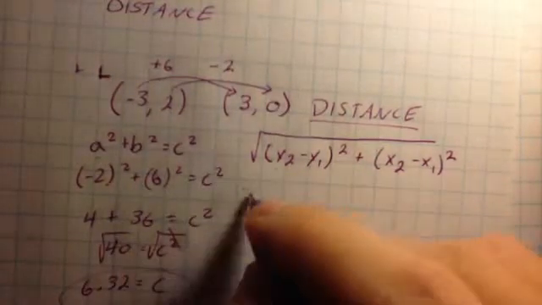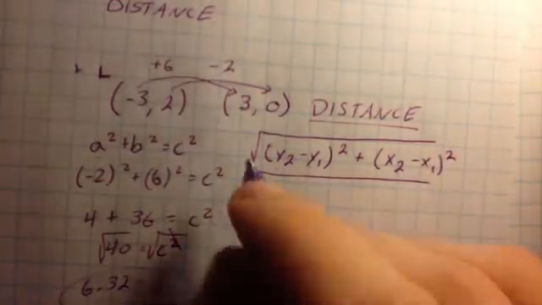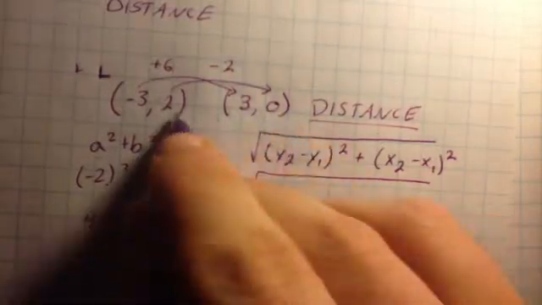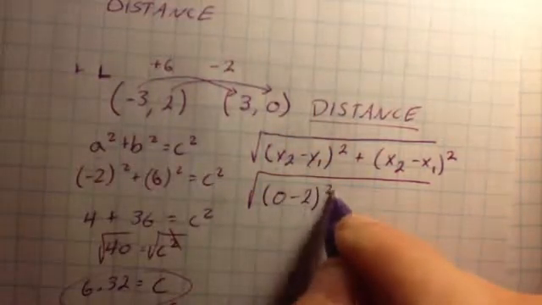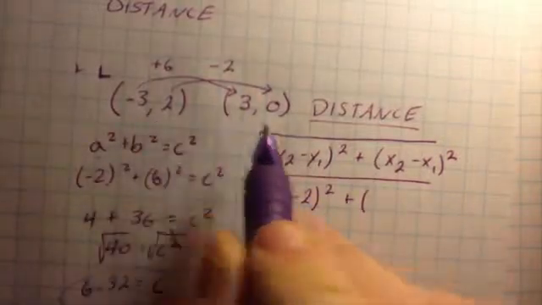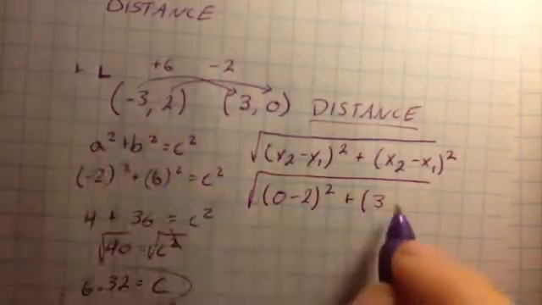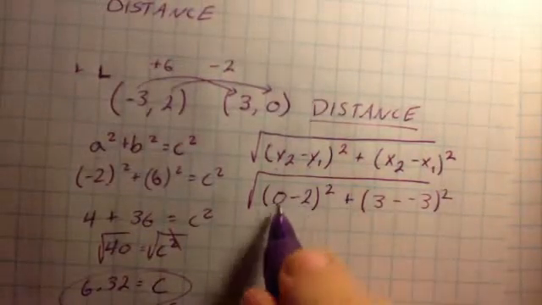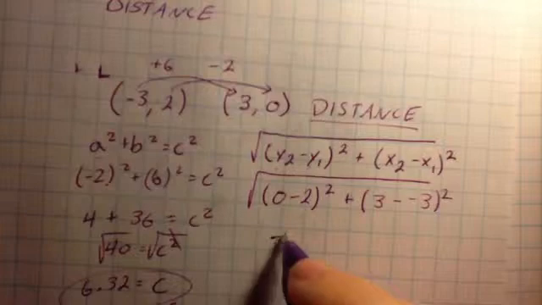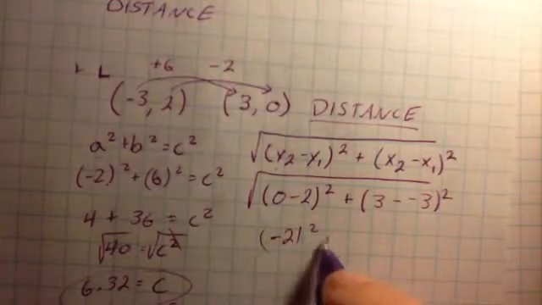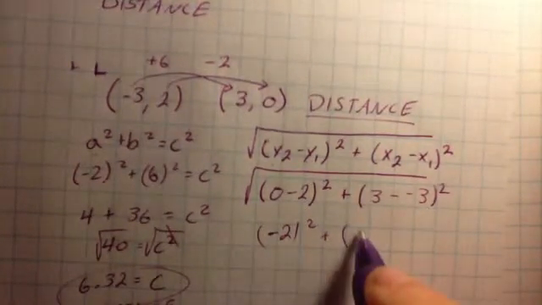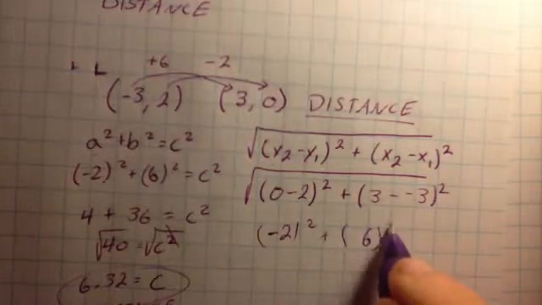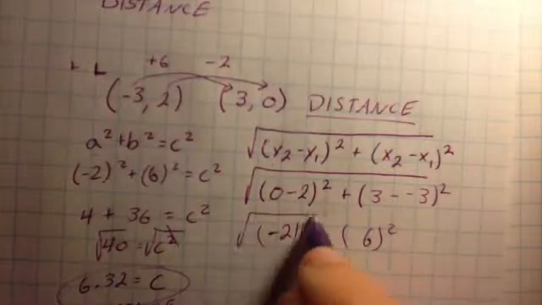Let's see. Giant square root of, let's see, y2 is 0, minus y1 is 2, squared, plus x2 is 3, minus negative 3, squared. Okay. 0 minus 2 is negative 2 squared, plus 3 minus negative 3 is the same thing as 3 plus 3, which is 6 squared. Oh, almost forgot this big square root.